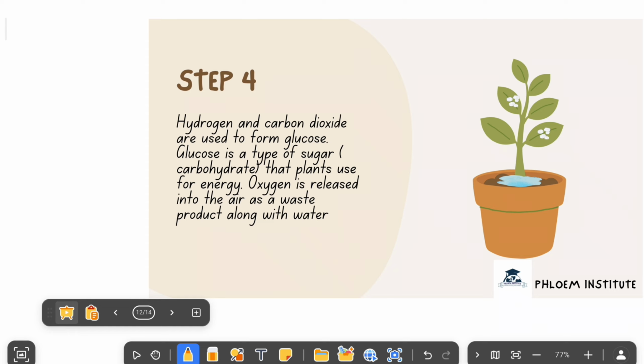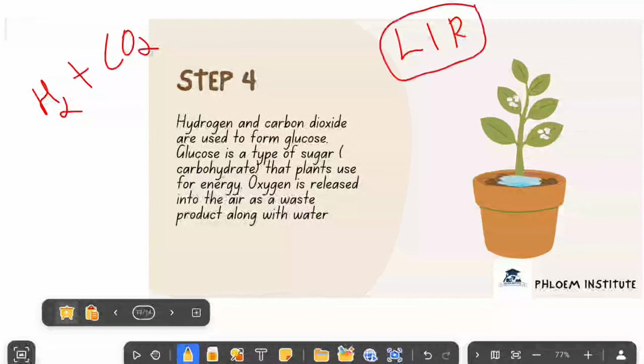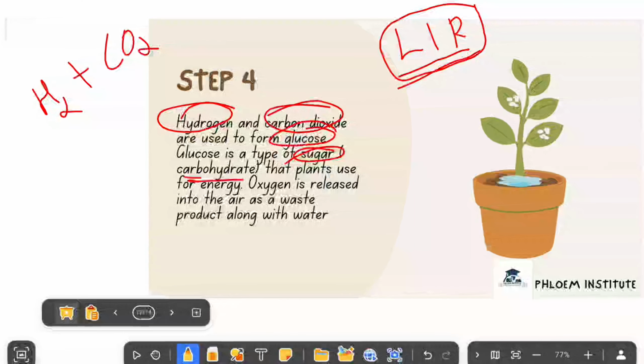Now we have split the water molecule into hydrogen, and we have hydrogen and we have the carbon dioxide. Here remember, in this step they are not using any light energy. So we will call it the light-independent reaction. It means even if sunlight is there or not, they won't care. They are not using sunlight for this particular step. Here, this hydrogen and carbon dioxide they will use for making glucose. Glucose is a type of sugar, or we can say carbohydrate, from which plants will make energy.